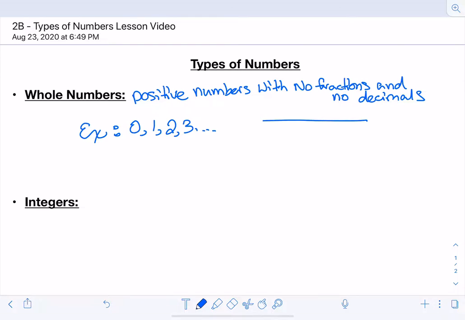In fact, if you were to draw a number line, whole numbers would be all the positive numbers starting at 0 and going towards the right, with no fractions and no decimals. Okay?